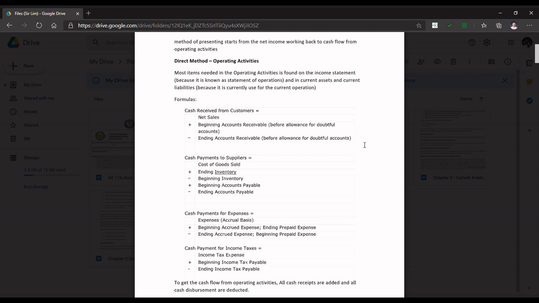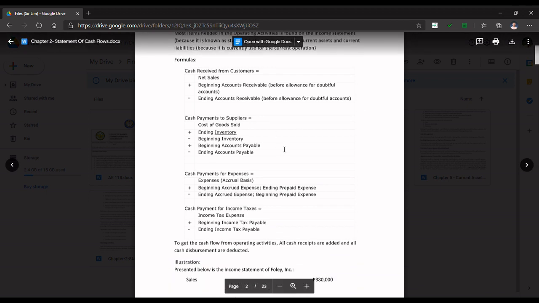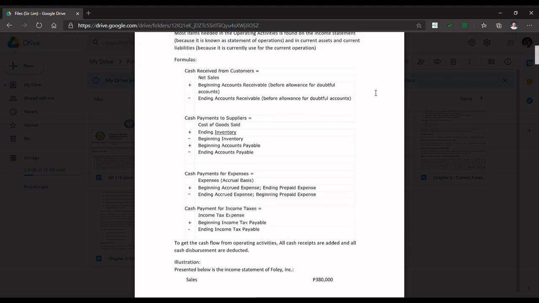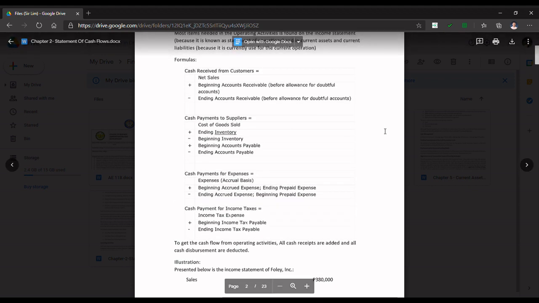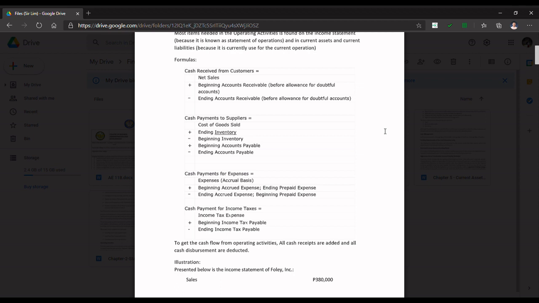Next is the cash payments to suppliers, yung mga binayaran nating utang natin. Yeah, the cost of goods sold plus ending inventory less beginning inventory plus accounts payable and less ending accounts payable. So cash payments to supplier.